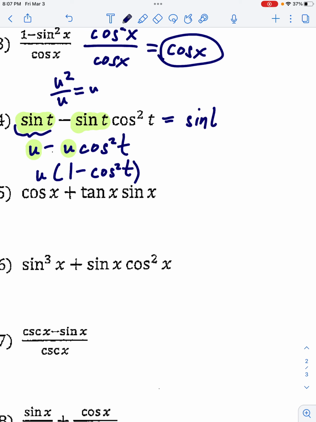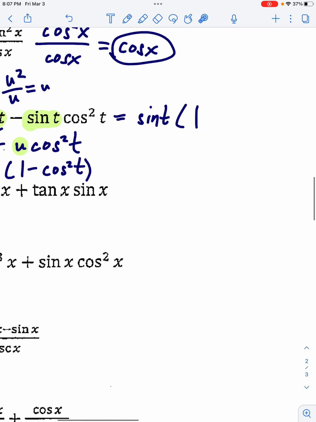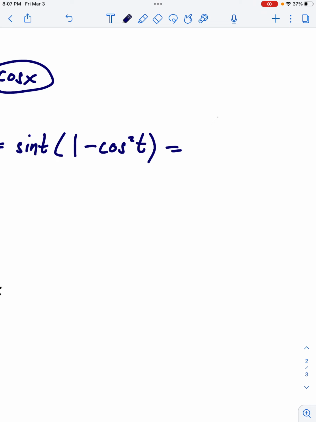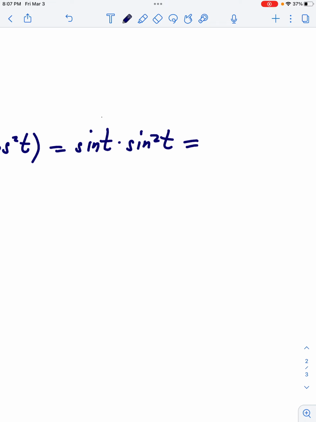So I'm going to pull a sine t out of that first term. That first term becomes a 1, because sine t divided by sine t equals 1. And then sine t times cosine squared of t divided by sine t is just going to leave me with a cosine squared of t. Okay? Recognize this, trick number 4. Sine t times sine squared of t. That 1 minus cosine squared becomes a sine squared. That's from my identities worksheet, okay? And just like u times u squared equals u cubed, sine times sine squared equals sine cubed.